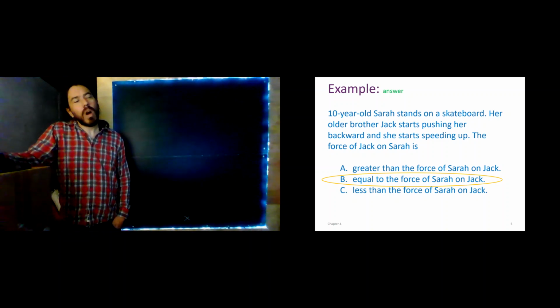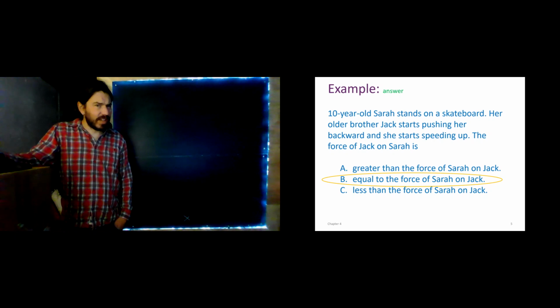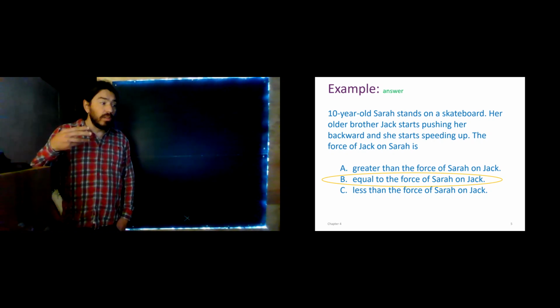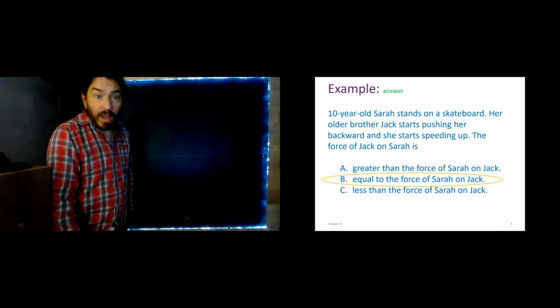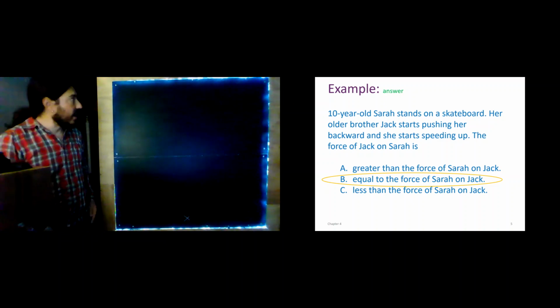So, why then does Sarah start rolling off and Jack presumably just stands there? Right? So they have different results. How can the force be the same? Well, their masses might be different, and so that might give us different results. But also, this is only talking about one of the forces on Sarah and Jack, right?